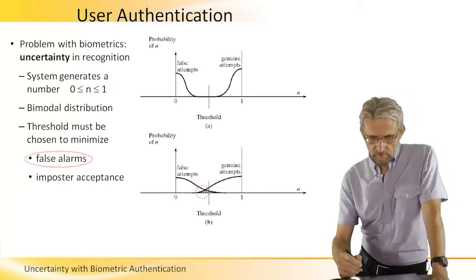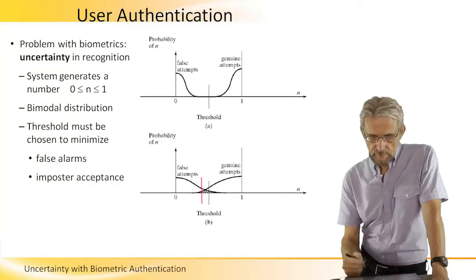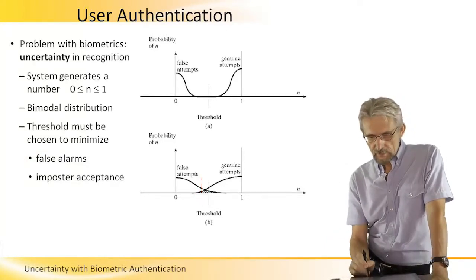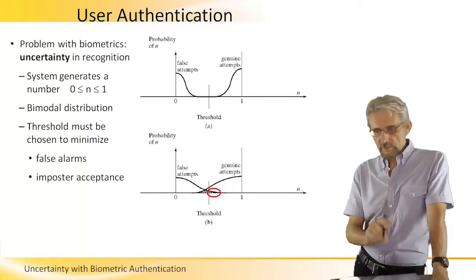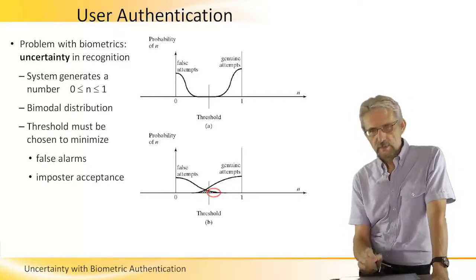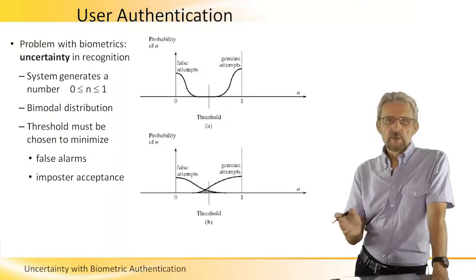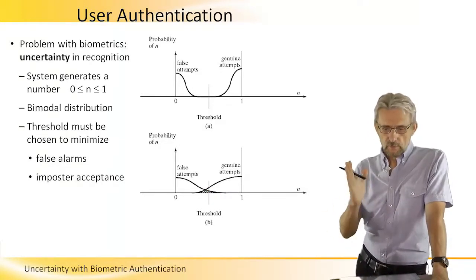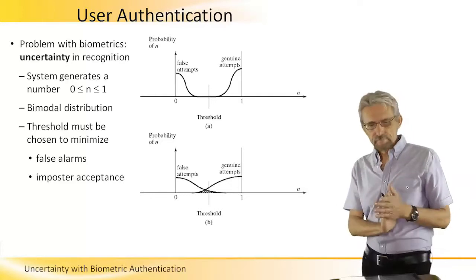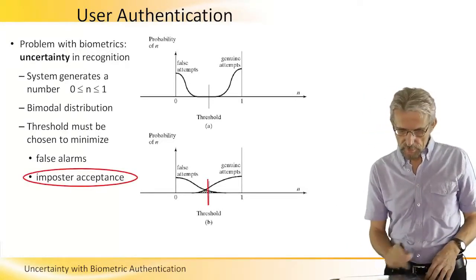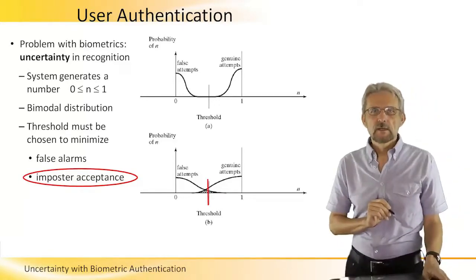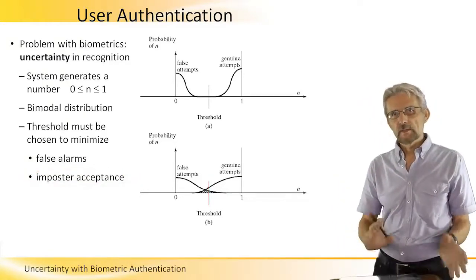Now, on the other hand, if you put the boundary here to the left, well, then all the genuine attempts will get through and everybody will be happy, but there will be some number of fake that actually slip through. So it's a policy issue to decide where you want to cut or how many false alarms versus how many imposter acceptances you want to accept in the system, and it depends on the application.